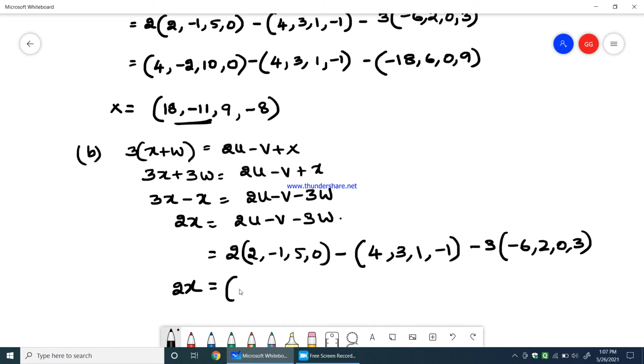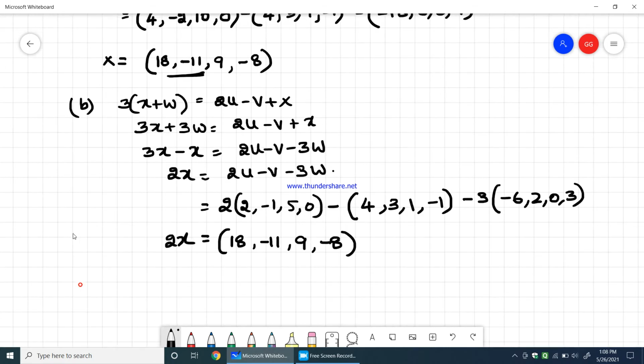So I'll get the first one is 18, comma 2 into minus 1 is minus 2, minus 3, minus 2 minus 3 is minus 5, minus 5 and minus 6, which is minus 11, comma 2 into 5 is 10 minus 1 is 9, minus 3 into 0 is 0, therefore I get 9 here, comma 2 into 0 is 0, minus of minus plus 1, minus 9, which is minus 8. So I think this equation is same as what we got earlier.